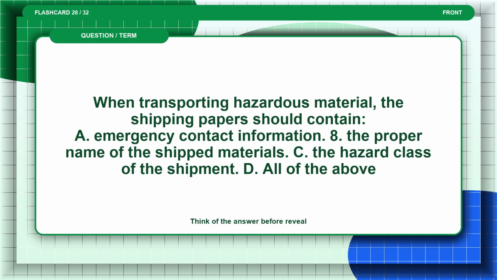Flashcard 28. When transporting hazardous material, the shipping papers should contain A. Emergency contact information, B. The proper name of the shipped materials, C. The hazard class of the shipment, D. All of the above. Think of the answer before the reveal.